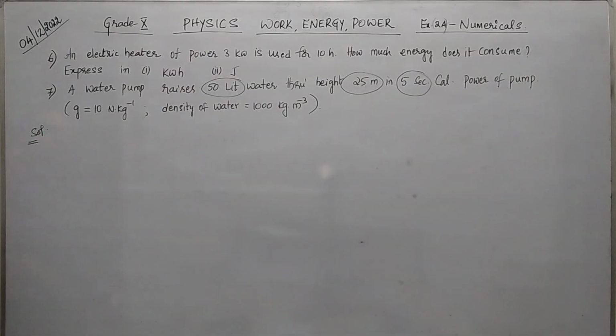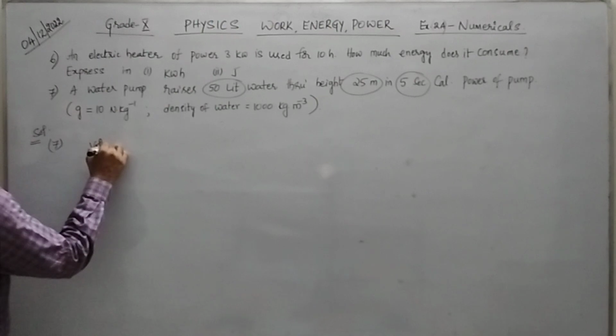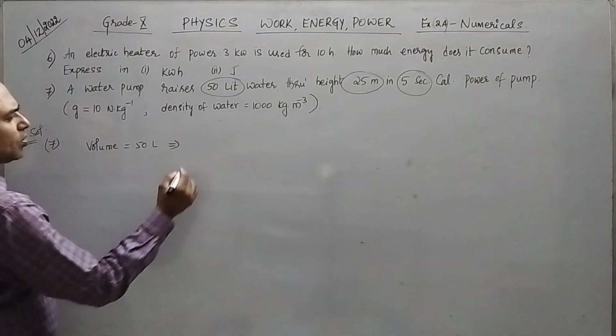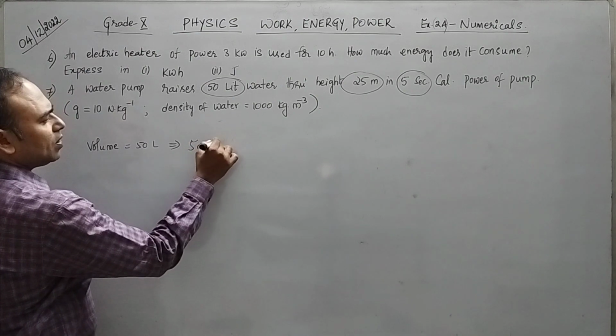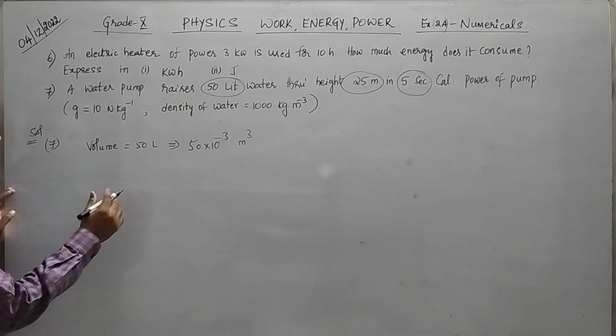Hope you have done this. If not, you can check with the solution. Now what is given here? Volume is given. Volume is 50 liters, nothing but you can take it as 50 into 10 to the power of minus 3 meter cube. Conversions you know, hence I have written.